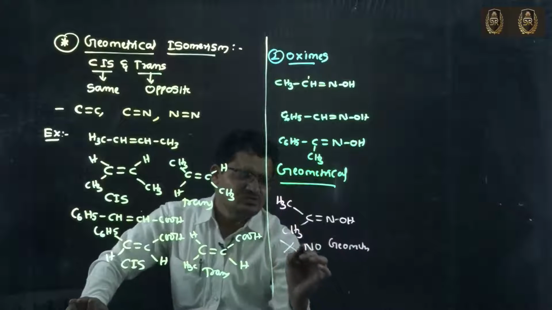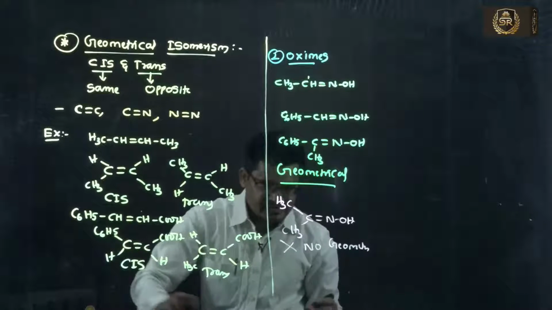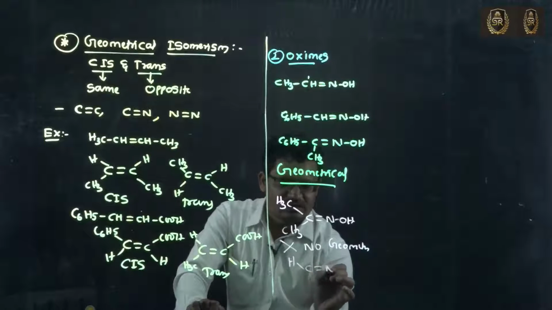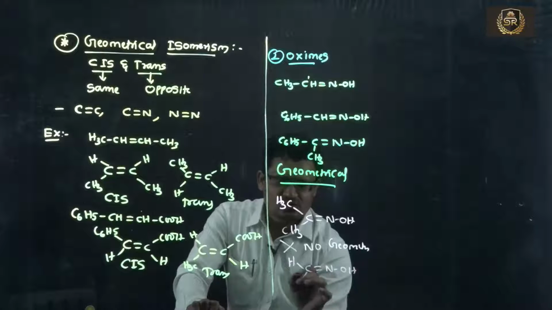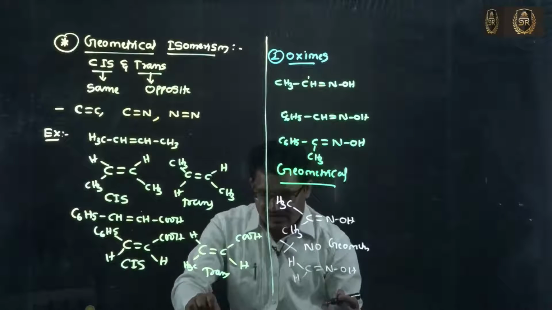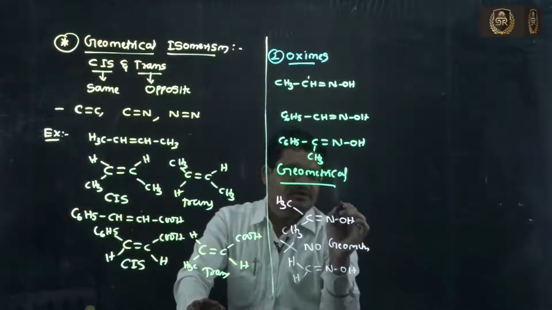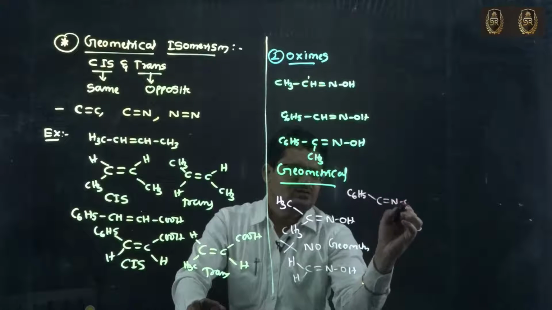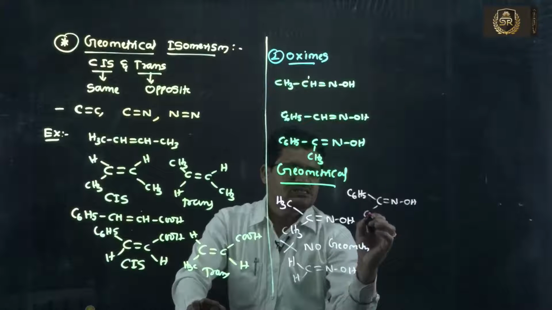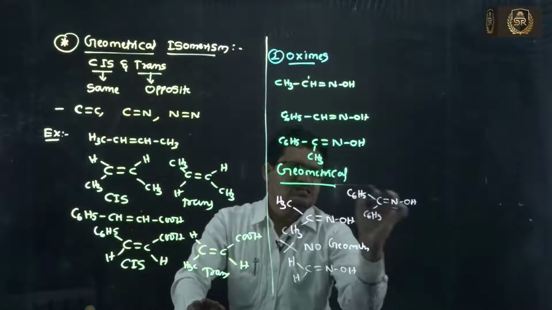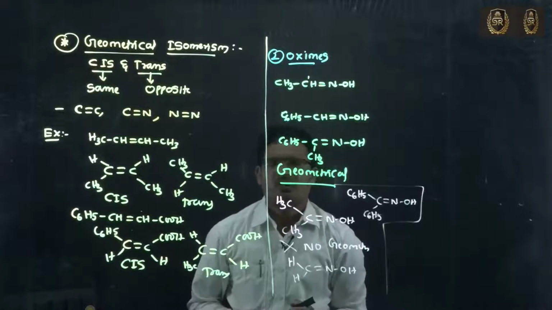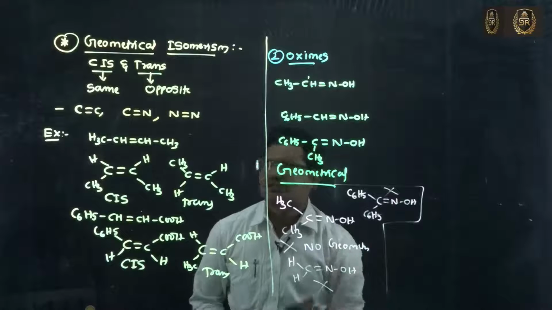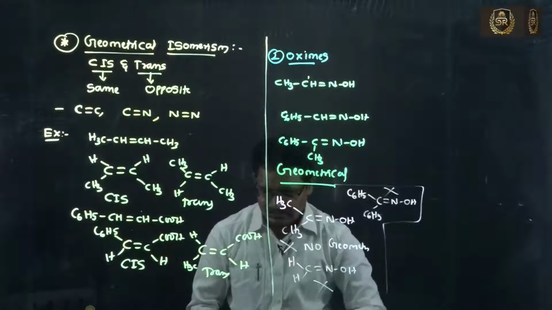This example is no form of geometrical isomerism, and this one is also no form of geometrical isomerism. HC double bond NOH is also no form of geometrical isomerism, and like this, C6H5 C double bond NOH and C6H5. So these three examples are no form of geometrical isomerism.